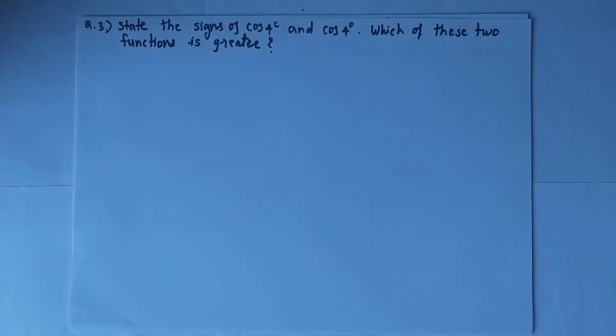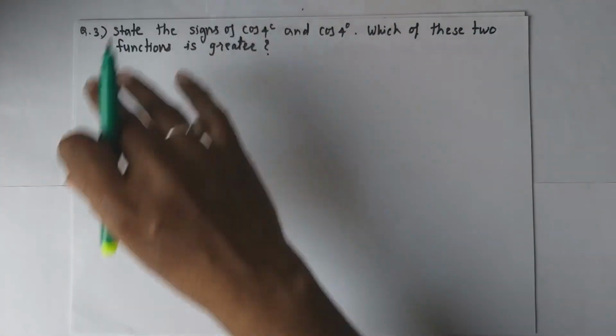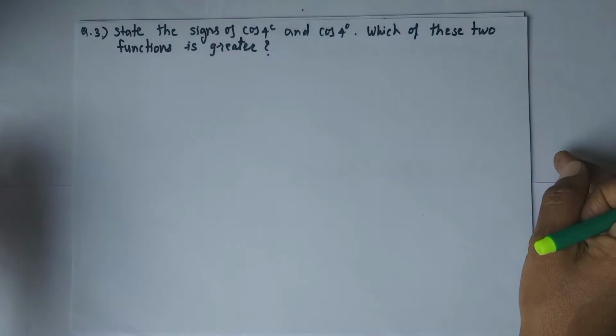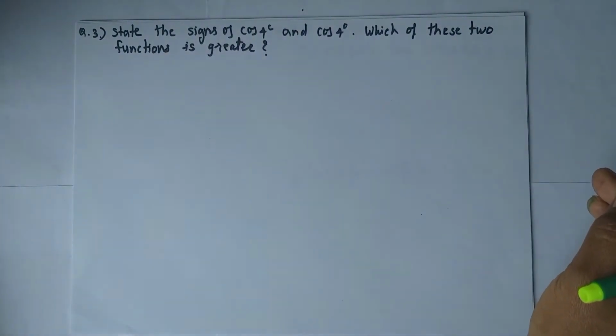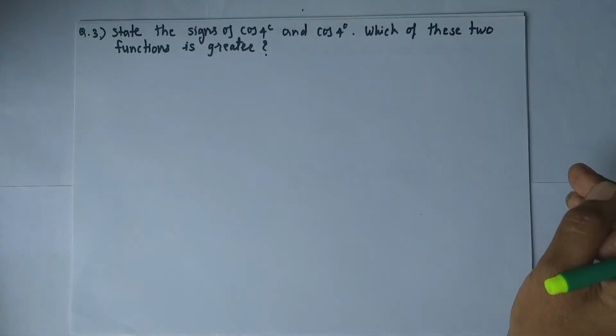Now what is question 3? State the signs of cos 4 radians and cos 4 degree. Which of these functions is greater? Here we have to write the signs of these functions and also which function is greater, either cos 4 radians is greater or cos 4 degree is greater. Okay. First we will find the signs of these functions. Now see here, one of the angles is given in degree and the other angle is given in radians. To check which is greater, both angles should be either in degree or radians.